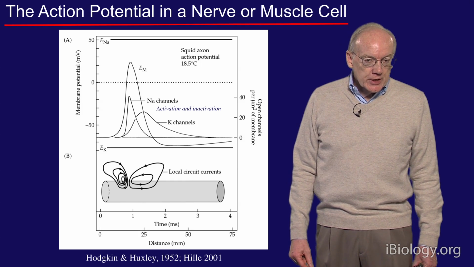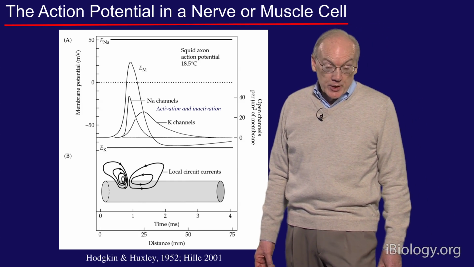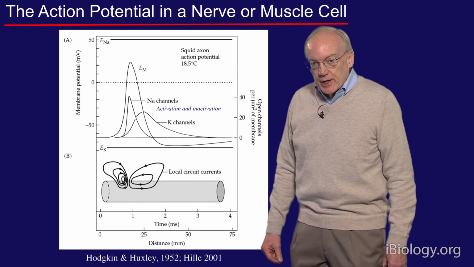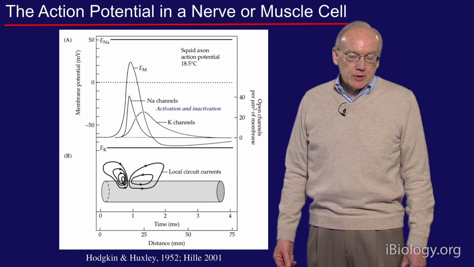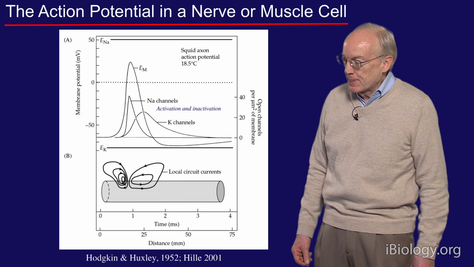This electrical signal is how nerve cells communicate with each other and transmit information to muscles and other tissues. It's also the way that nerve cells process information in the brain. And electrical signals control many other fast processes in biology.